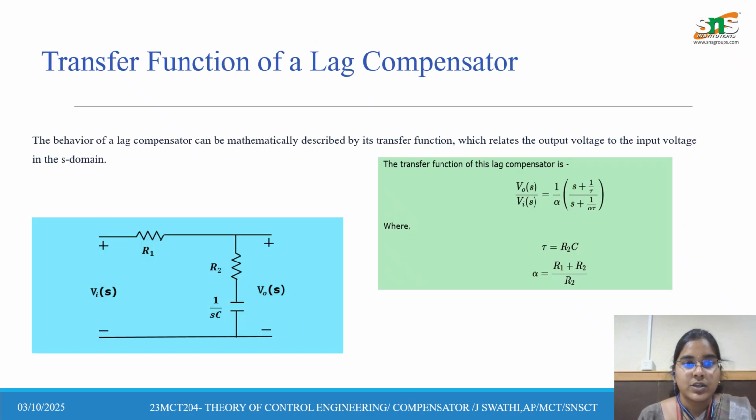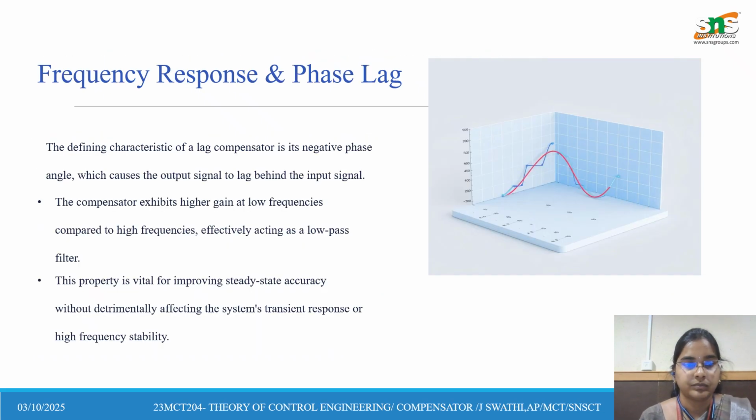Next is the transfer function. You can see there is a capacitor with impedance 1/(sC) here, and the transfer function is the relationship of the output to the input. So we write Vo(s)/V(s) as (1/alpha)(s + 1/T) divided by (s + 1/(alpha T)). Here tau is R2C, and alpha is (R1 + R2)/R2. We rewrite these equations and apply them in the transfer function of the lag compensator.